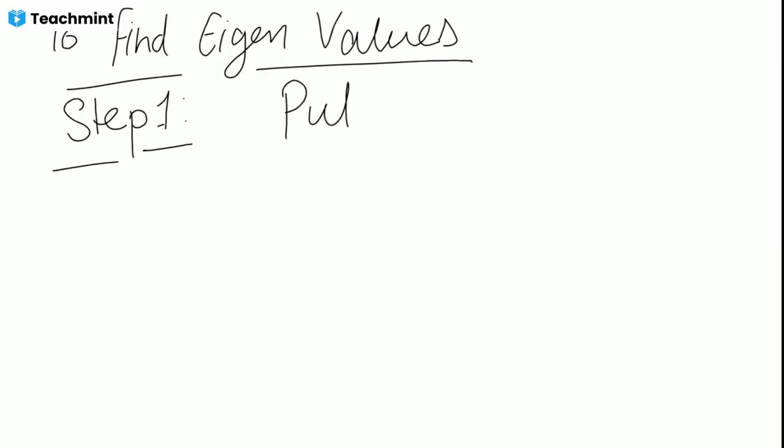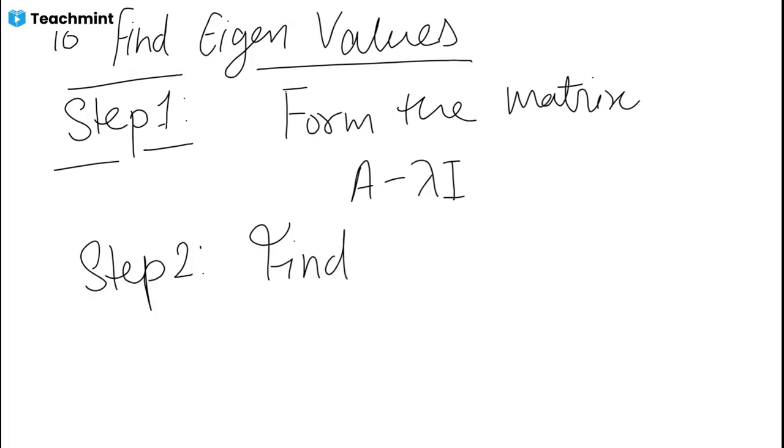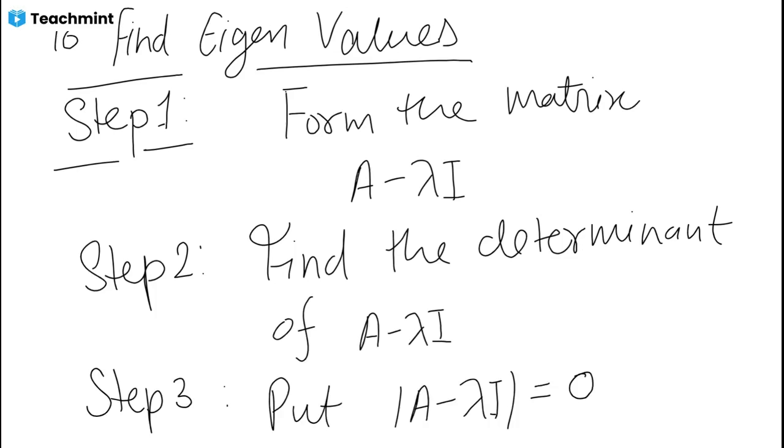Form the matrix A minus lambda into I. Step second, find the determinant of A minus lambda into I. Step 3, put the determinant of A minus lambda into I equal to 0. And step 4 is solve for lambda.